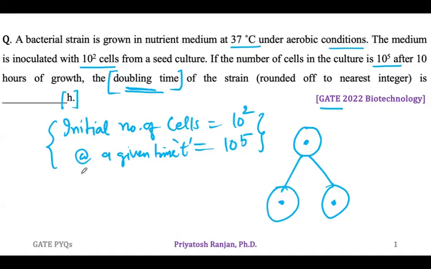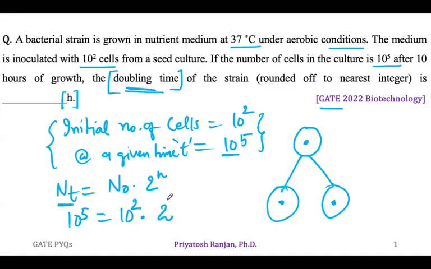So what we can do is put these numbers in this equation, which is Nt equal to N0 into 2 raised to the power n. Nt is the number of cells at a given time, which is 10 raised to the power 5. And then we have the initial number of cells, N0, which is 10 raised to the power 2, and then 2 raised to the power n. This will give us the number of generations. n represents the number of generations, and then we'll use the number of generations to calculate the doubling time.